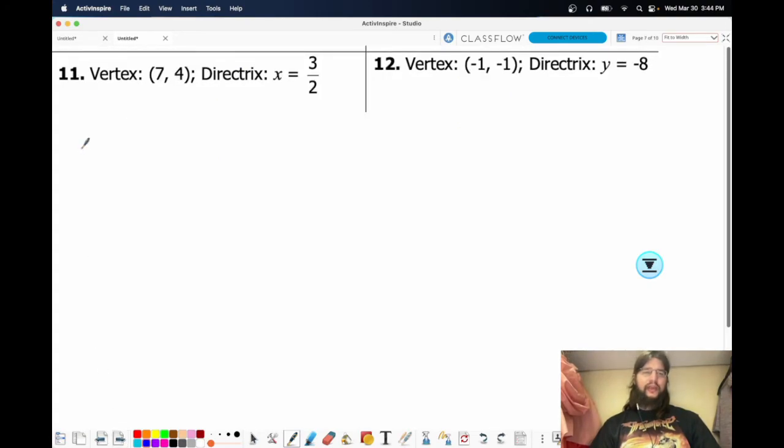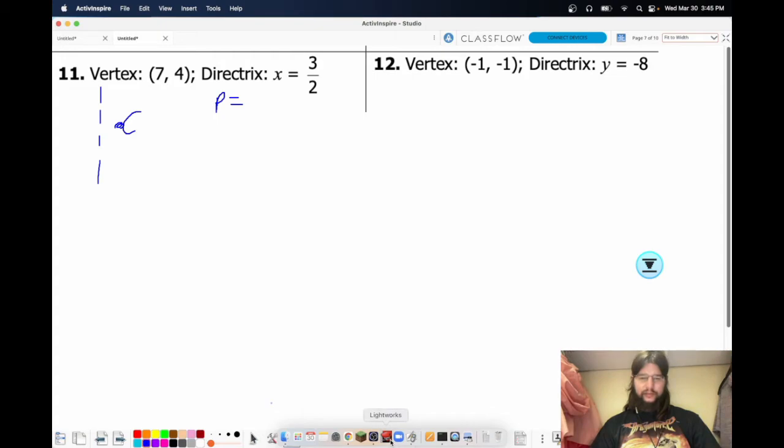Now let's think about this. We got a vertex and a directrix again. Plot it right here. 7 and 4. Directrix is x equals, so that's to the left of 7. 3 houses to the left of 7, and it's x equals, so that's vertical, something like that. P is going to be a positive.